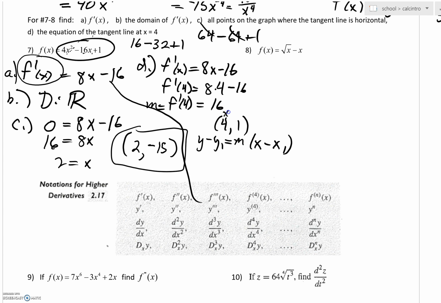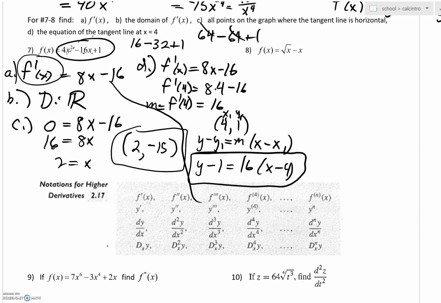Well, what are we talking about? This is your x1, y1. So I'm going to say y minus a 1. And here's your x minus 4. But your slope is 16. And there you have it. Okay, that's your equation of your tangent line.